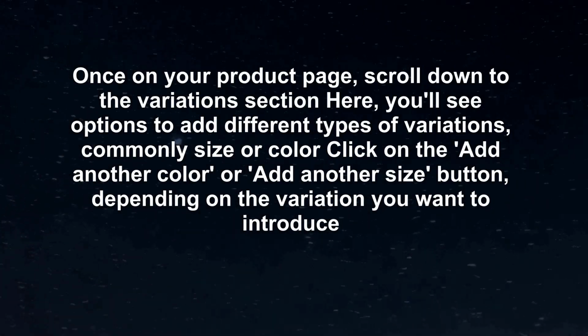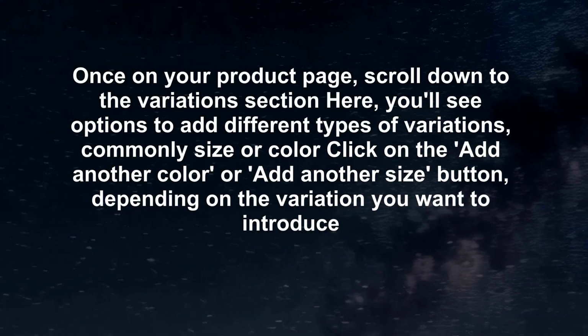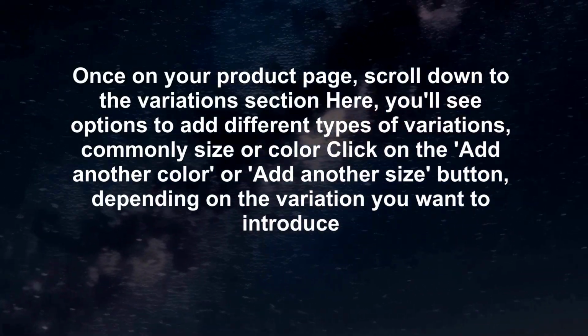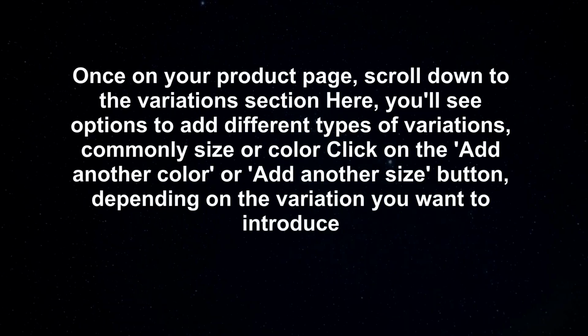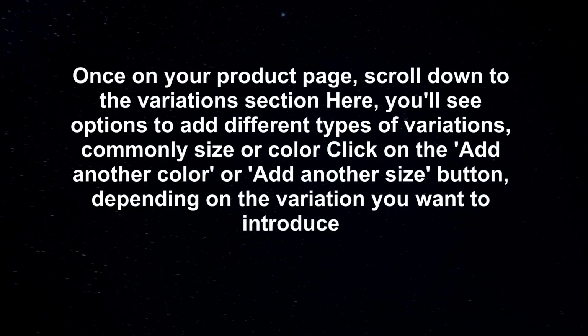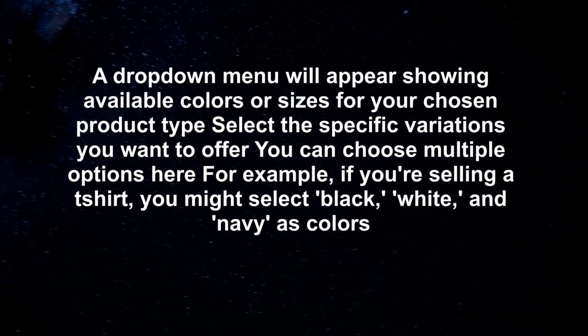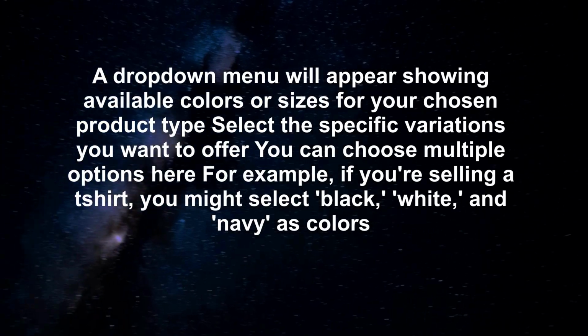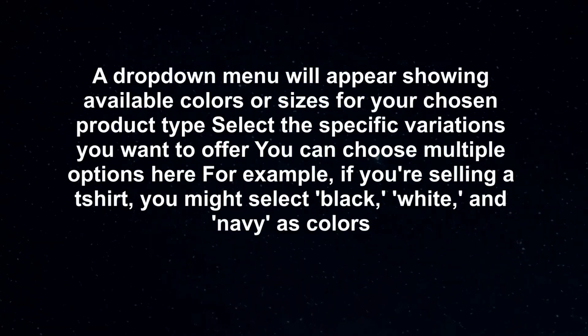You'll see options to add different types of variations, commonly size or color. Click on the Add Another Color or Add Another Size button, depending on the variation you want to introduce. A drop-down menu will appear showing available colors or sizes for your chosen product type.